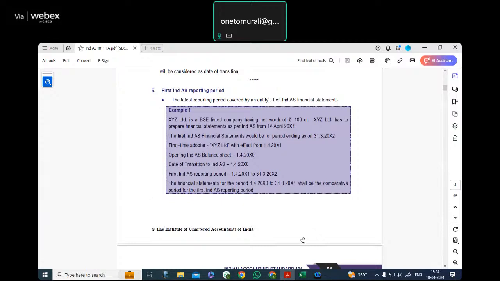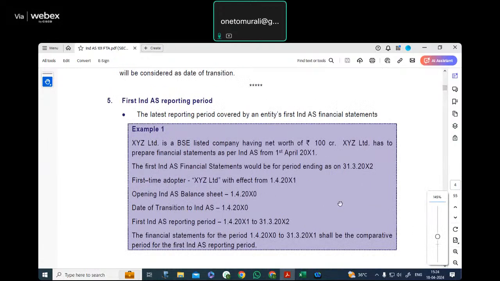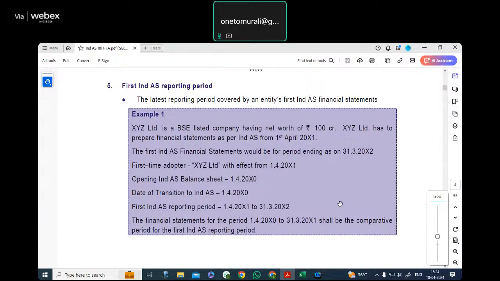Many a times students ignore certain accounting standards for a variety of reasons which I do not know. Now let us take up the first Ind AS reporting period: the latest reporting period covered by an entity's first Ind AS financial statement. XYZ Limited is a BSE listed company having a net worth of rupees 100 crores. XYZ Limited has to prepare financial statements as per Ind AS from 1st of April 20X1. The first Ind AS financial statement would be for the period ending 31/3/X2.